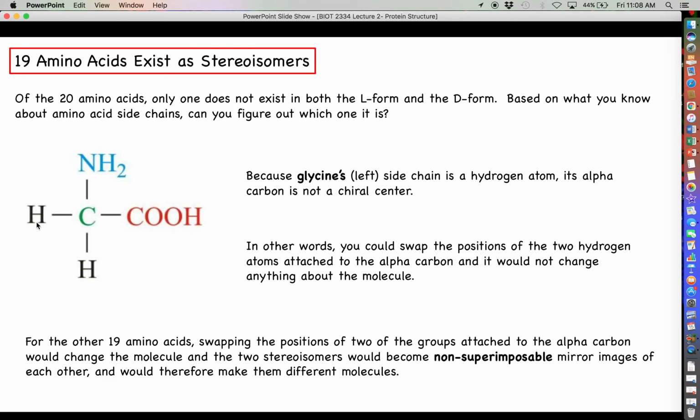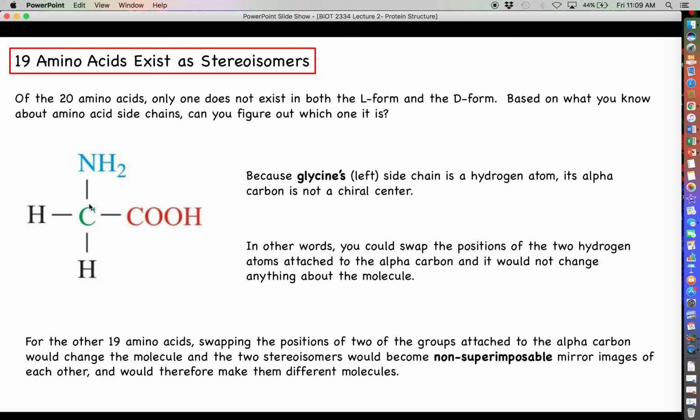Glycine has a side chain that is just a hydrogen atom. Because the hydrogen atom is the same as the hydrogen atom over here, the alpha carbon in glycine is actually not an asymmetric center. Even if we start swapping the positions of these groups, it's not going to matter because these two groups are identical to one another. We can't make stereoisomers for glycine because there's no way to end up with 2 different molecules that are non-superimposable mirror images of one another.